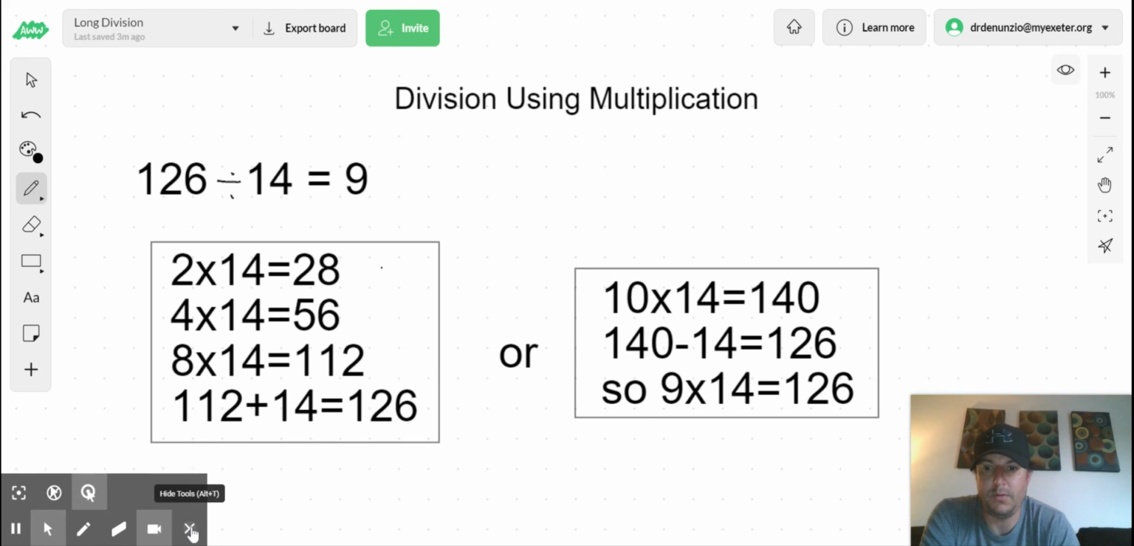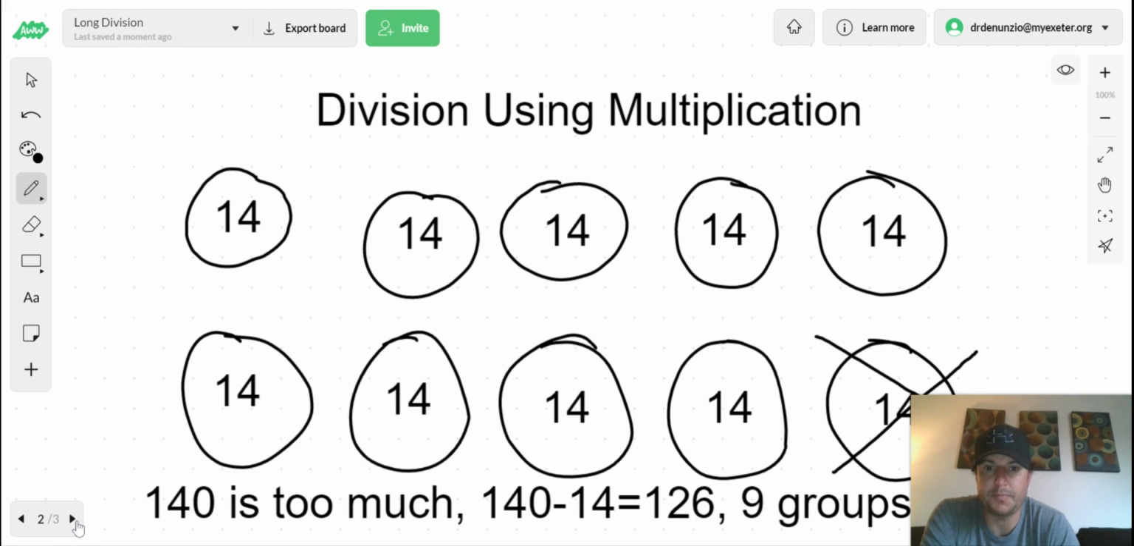Let me go to the next board here. Here's another way to think about it. I apologize, it looks like my little video down here is cutting off a little bit of my board. I didn't realize it would do that. But I have drawn 10 groups of 14. Remember, it's 126 that we're trying to get to.